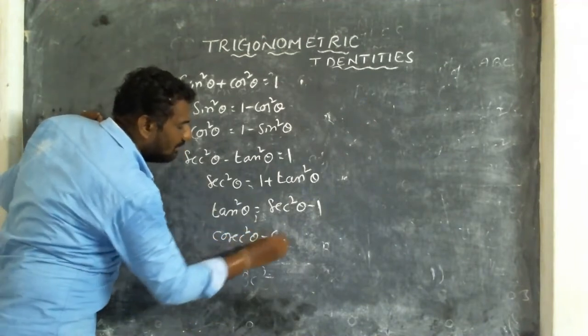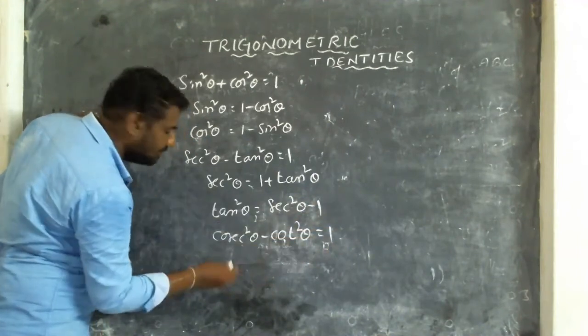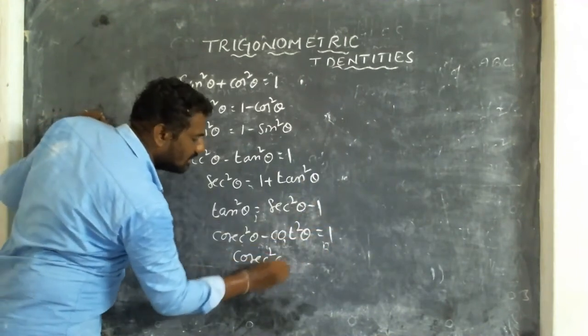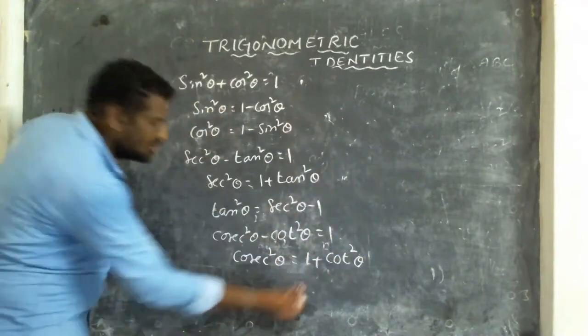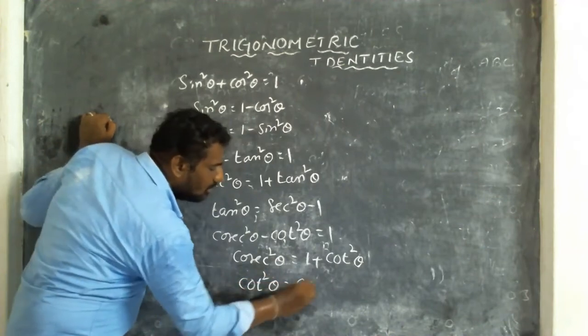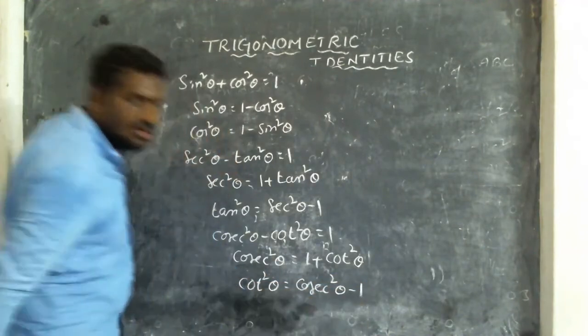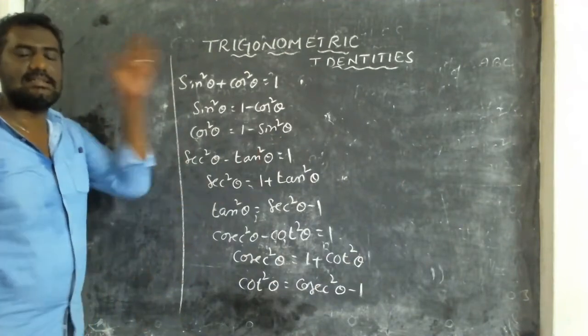Now the next: cosec square theta minus cot square theta equals 1. Send cot square to the other side: cosec square theta equals 1 plus cot square theta. Again from this bring 1 outside, then you get cot square theta equals cosec square theta minus 1. These are the 9 formulas you have to learn by heart. Without learning them, you cannot do that exercise.